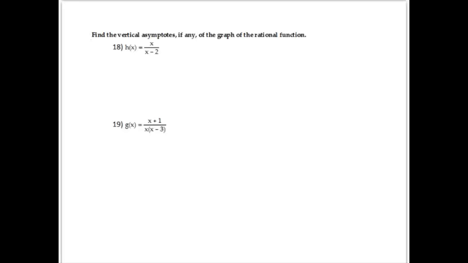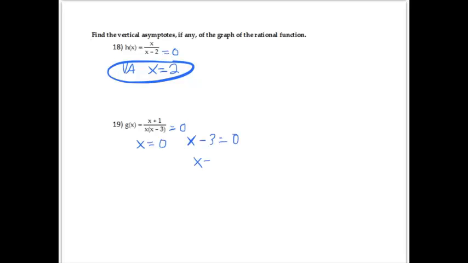Number 18, to find the vertical asymptotes, we set the bottom of our fraction equal to 0. So x minus 2 equals 0 means that x equals 2 is our vertical asymptote. On 19, set the bottom equal to 0, that means x equals 0, and x minus 3 equals 0. So that means x equals 3. These two things are vertical asymptotes.